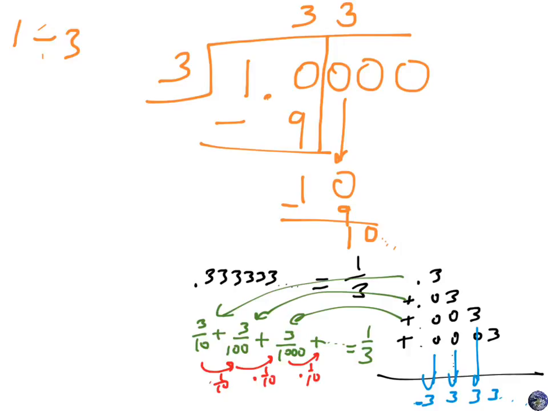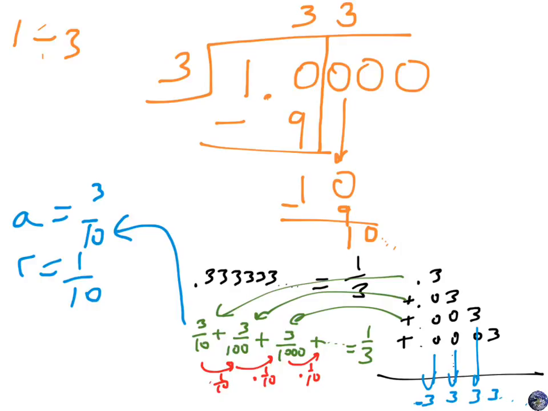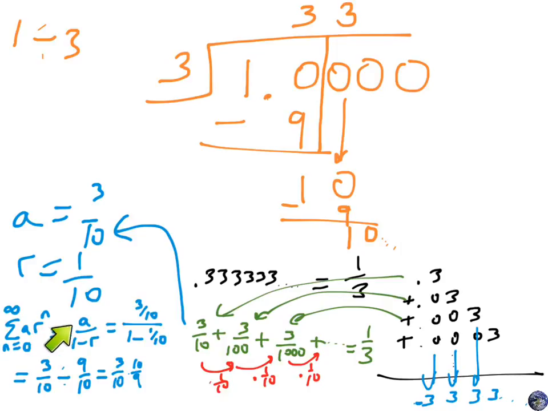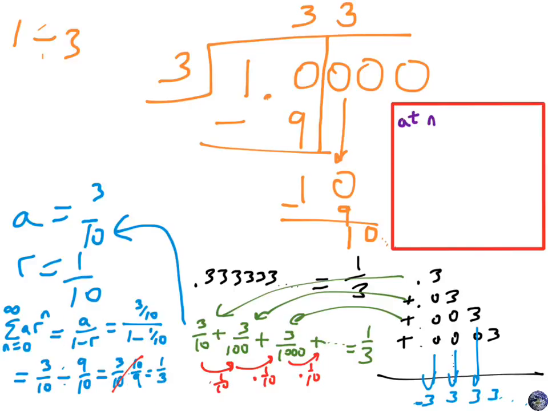But this is a geometric series, where the common ratio is 1/10. You're multiplying each term by 1/10 each time, and you're starting at 3/10. So if we apply that little shortcut formula for infinite geometric series, the sum as n goes from 0 to infinity of ar to the n is just a over 1 minus r. Since a is 3/10 and r is 1/10, we plug in 3/10 divided by 9/10, that's 3/10 times 10/9. We cancel the 10s and get 3/9, otherwise known as 1/3, which is what we expected.